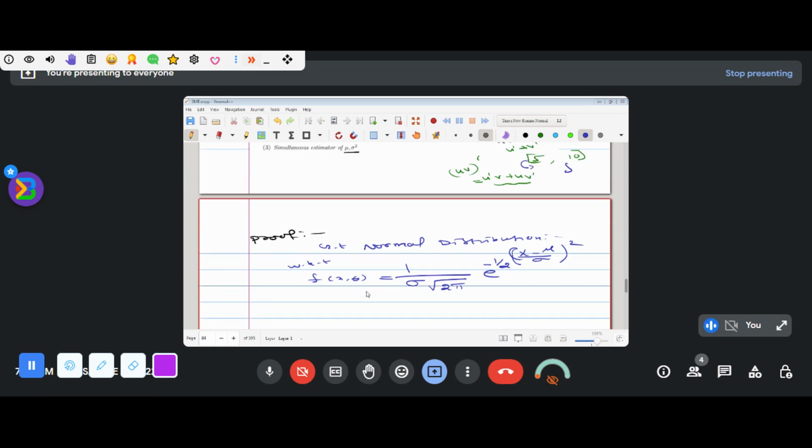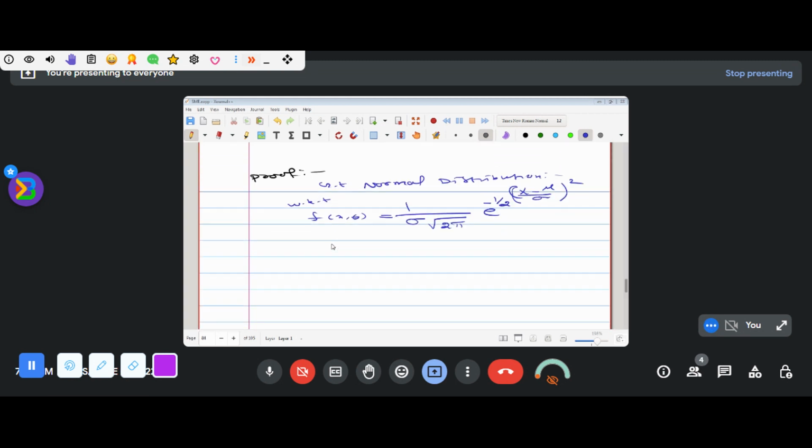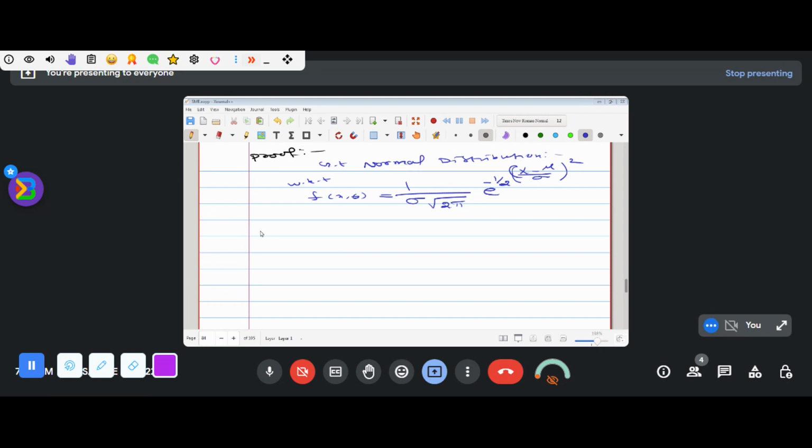Now what is the work? This is the one dimensional case. We want to convert this one dimensional case to n dimensional. That value is called L. Now we want to define the maximum likelihood function, called L. What is the formula of L? f of x1 comma theta, f of x2 comma theta, up to f of xn comma theta. That means the product of f of xi comma theta, i varies from 1 to n.